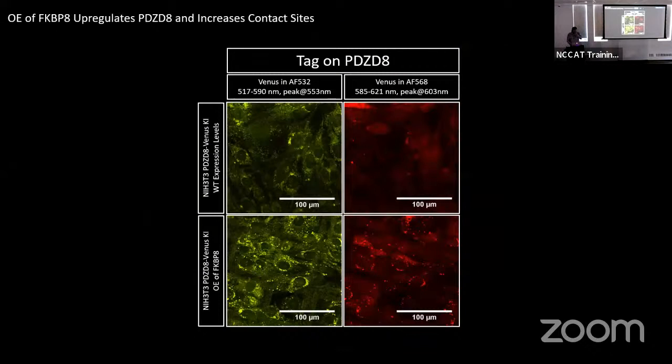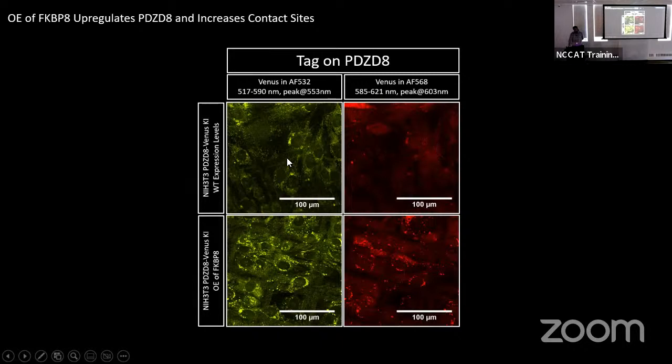Okay, so this is the final results of how I decided to do all the overexpression stuff. So I'm overexpressing the mitochondrial partner, which is FKBP8. And on top, we have just the control, so no overexpression. And the tag is on PDZD8, and it's a Venus tag. So the nice thing about Venus tag, even in room temp, is that it's supposed to be a green tag, but you can also see it in the red channel.